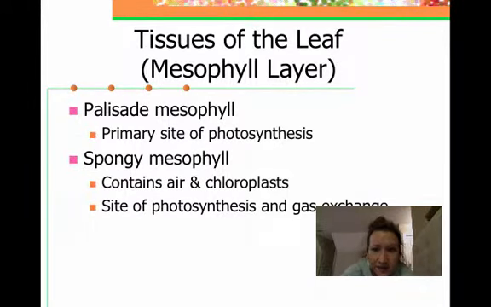There are a couple other tissues of the leaf. The mesophyll layer, which is inside the leaf, and that's made up of 2 separate layers, which is the palisade mesophyll and the spongy mesophyll. The palisade mesophyll is where photosynthesis takes place, and the spongy part is where the air and chloroplasts are located. And so this is also going to be a site of photosynthesis and gas exchange. But I don't think you have an exam question on the mesophyll layers, but it is just a part of the leaf, so we're going to cover that.